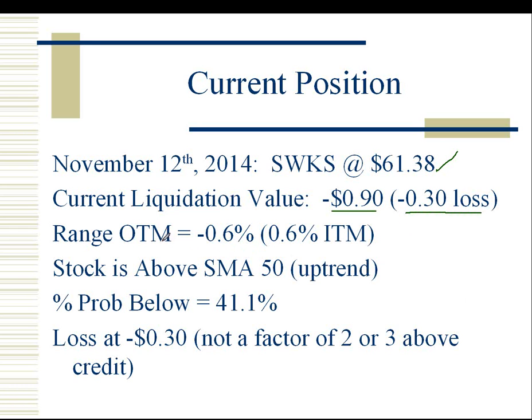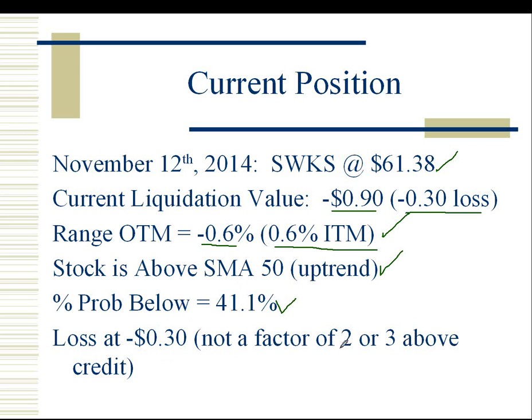Now the range out of the money, remember this is one of our trigger points, the range out of the money is minus 0.6%. We're actually 0.6% in the money on our bear call spread. So this is a trigger point that we'd look to manage. The stock is now above its SMA 50, so that's a second trigger point, and our percent probability below, the theoretical probability in the next 2 days the stock would be below 61 and we'd receive full profit is only 41%. So multiple triggers that I'd look for in my bear call spread are now activated.